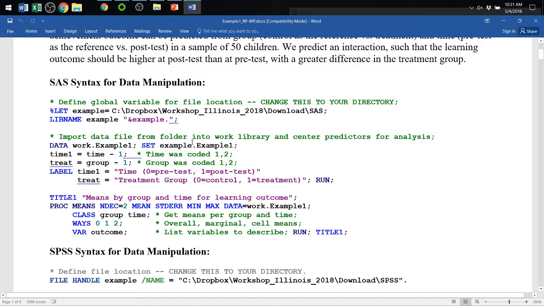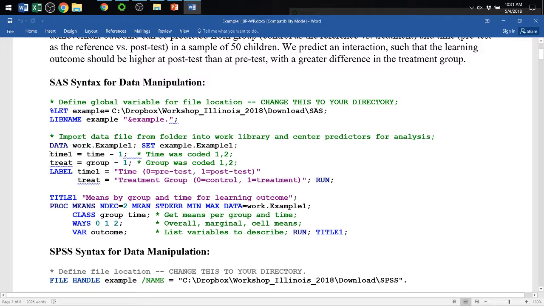So we're reading in the data. I'm creating 2 new predictor variables. So in the original data set, time was coded 1, 2, and so was group. We will always be centering predictor variables so that 0 means something. That way we have a meaningful intercept. Always, always, always, always, always.